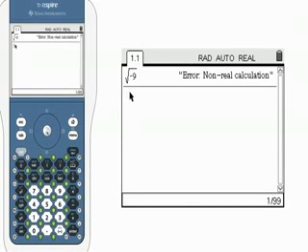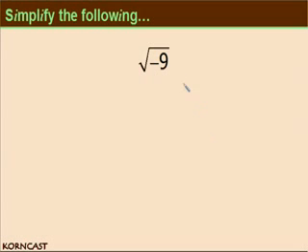So when I typed in the square root of -9 into my graphing calculator, I got an error. And it told me a non-real calculation. So what does that mean to have a non-real calculation or a non-real answer? What we get when we type this in is our non-real answer.